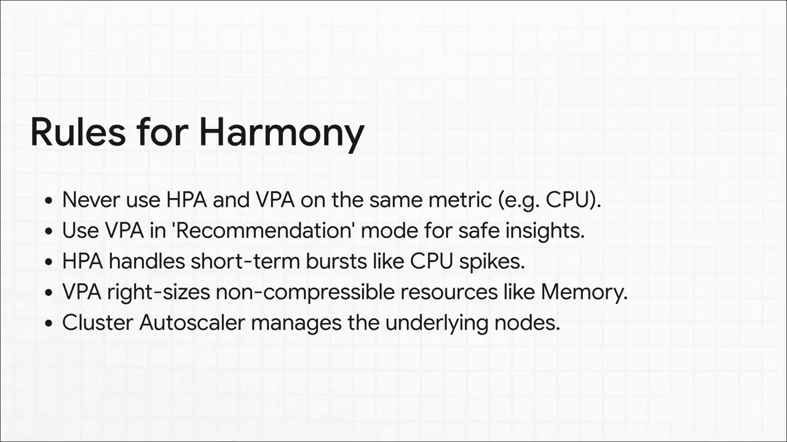So the solution is to give everyone a clear division of labor. Let HPA, our rapid responder, handle the bursty, short-term metric CPU. Then let VPA, our wise conductor, handle the long-term right-sizing of memory, which is critical because a pod either has enough memory or it just crashes. And underneath it all, the cluster autoscaler, our stage crew, simply provides the infrastructure whenever it's needed. Each has a distinct, non-conflicting role.